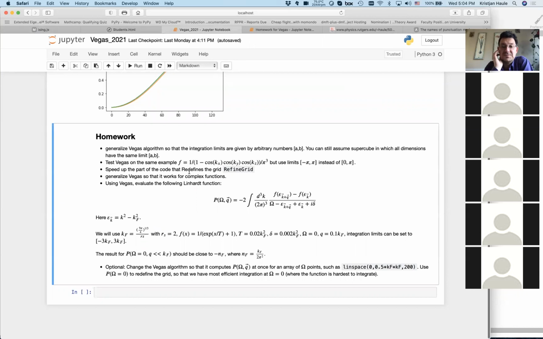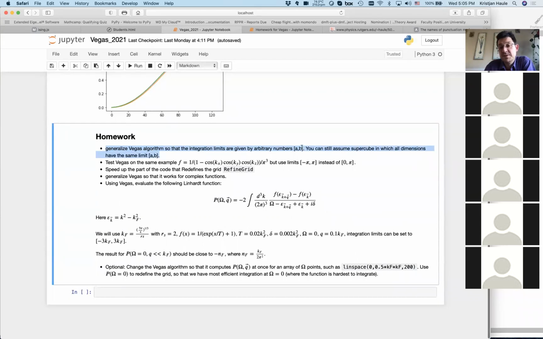And now the homework that we assigned for the next week on Wednesday is the following. I want to ask you to generalize the Vegas algorithm so that the integration limits are given by an arbitrary number from A to B. Up to now, we were always integrating from 0 to some number, which we called unit. In the actual integration, it was 0 to pi. But right now, we need an arbitrary A to B, and it's going to be tested on numbers from minus pi to pi. So you can still assume the supercube in which all dimensions have the same limit.